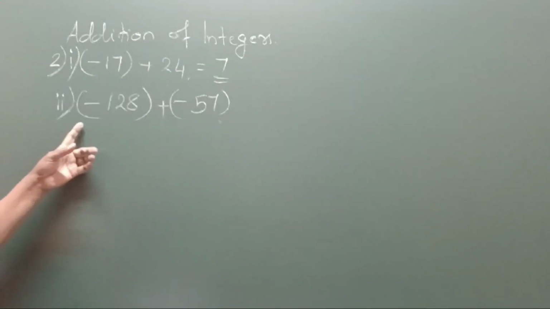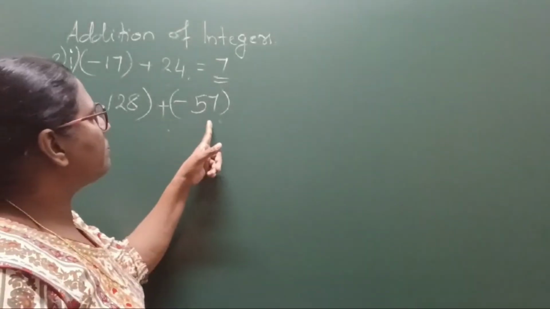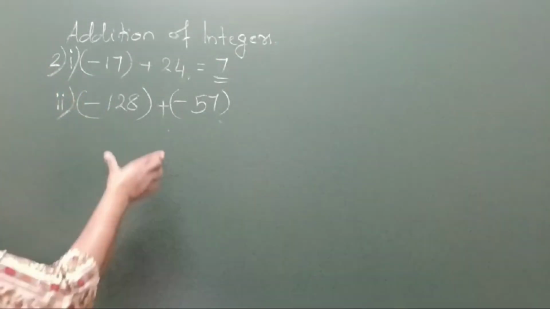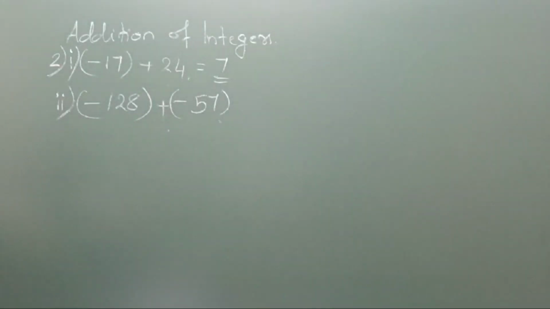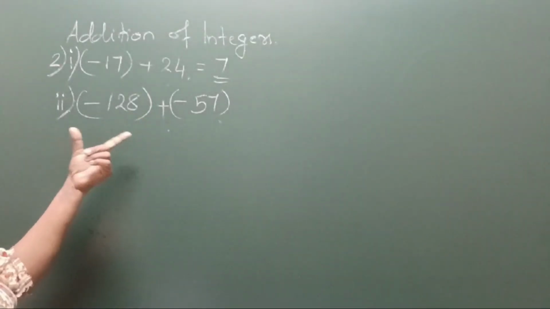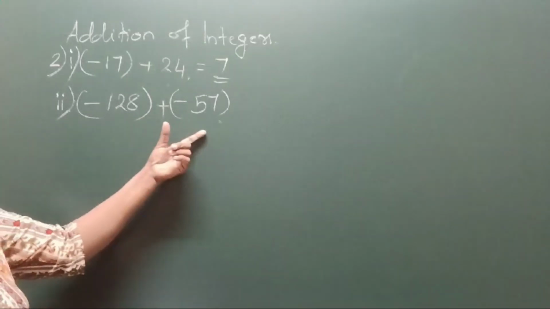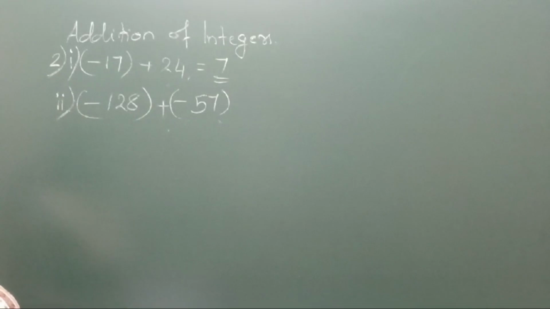Next question is minus 128 plus minus 57. Here both the integers are of same signs, negative integers. So it is easy. Just add both the numbers and give the common sign. So simple.